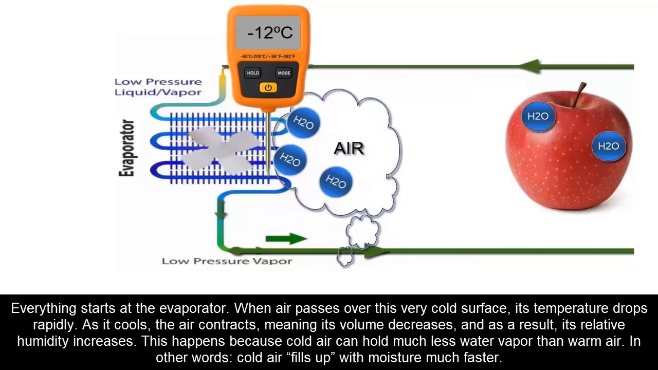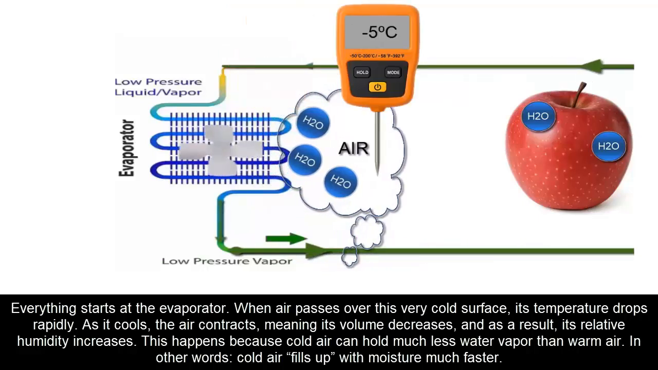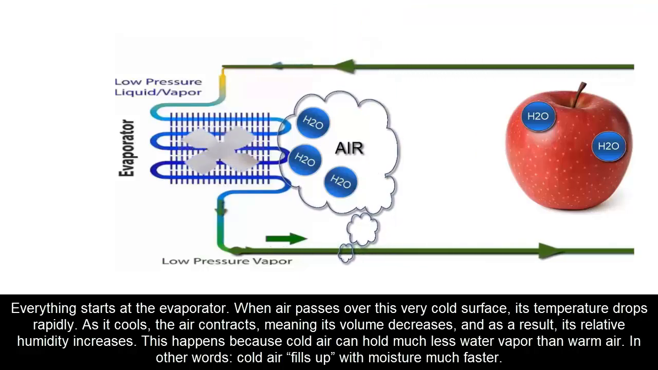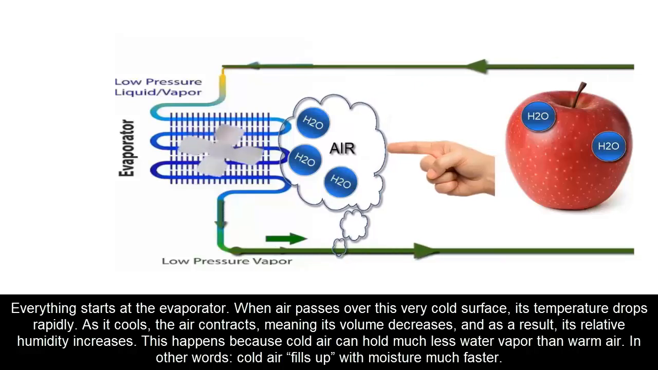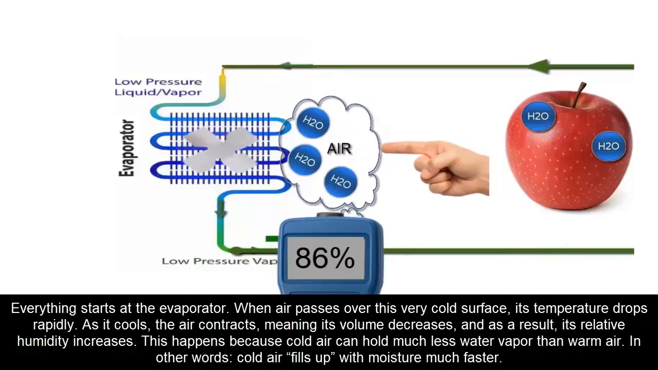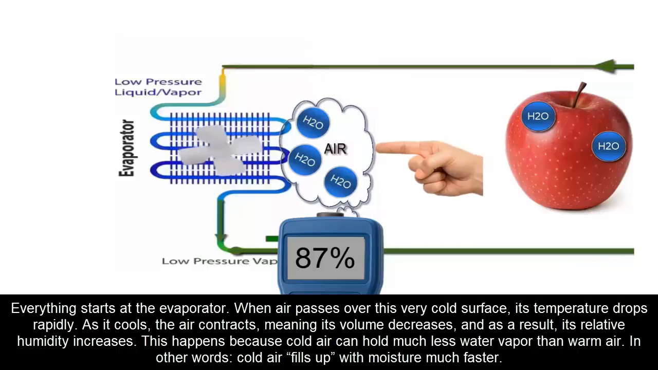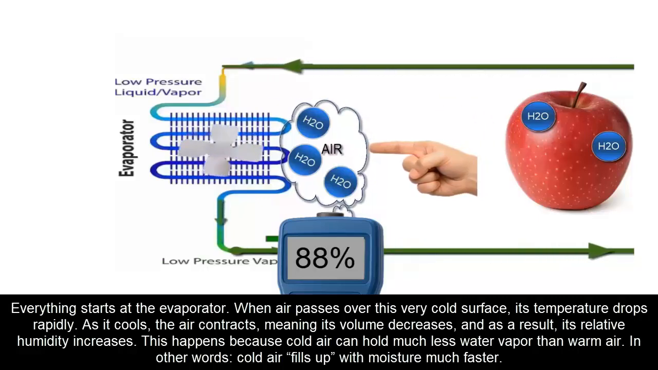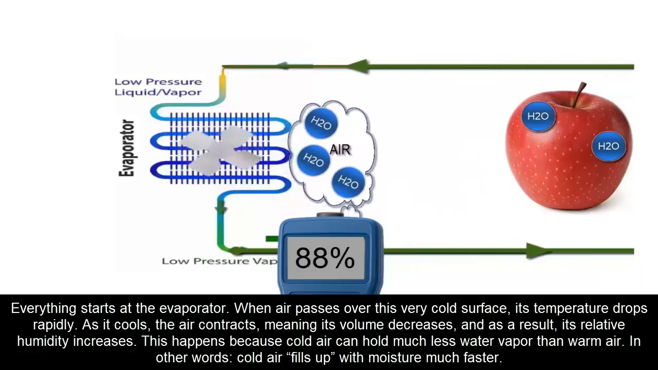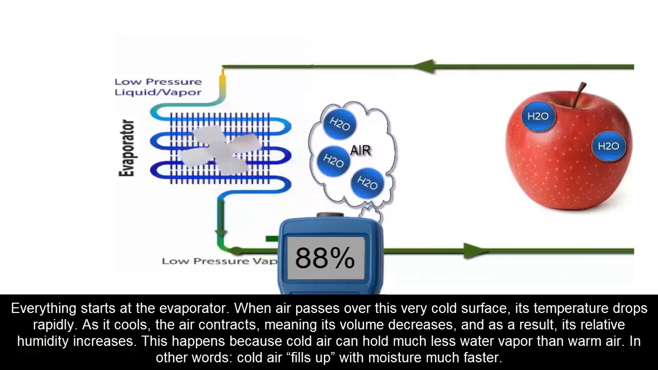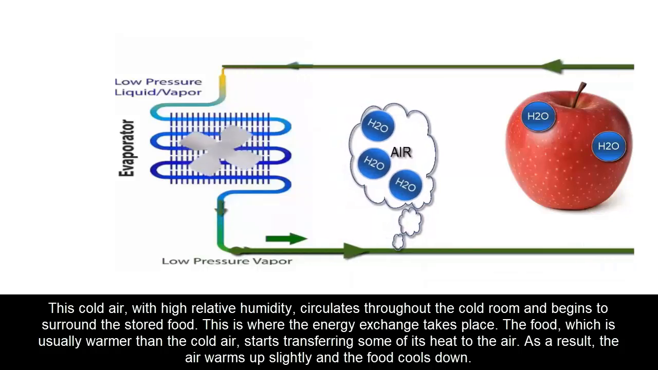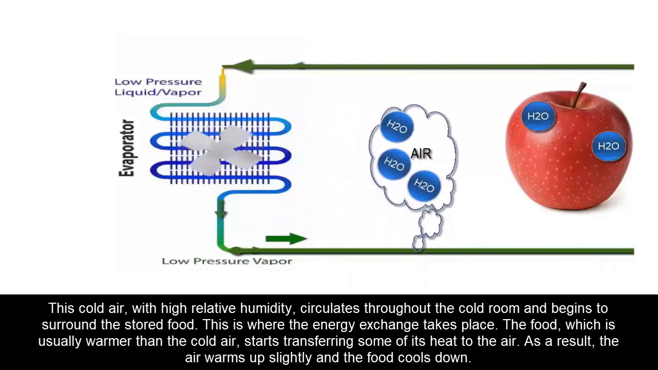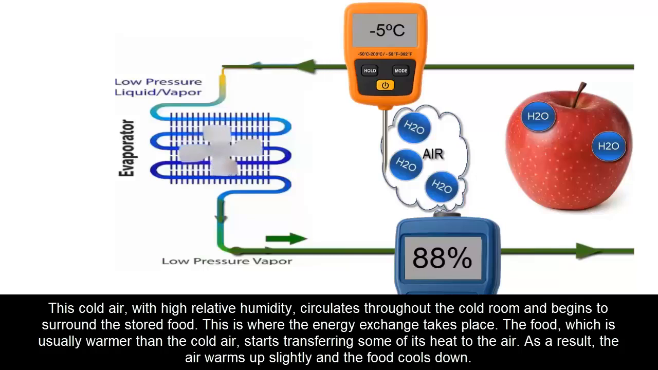When air passes over this very cold surface, its temperature drops rapidly. As it cools, the air contracts, meaning its volume decreases, and as a result, its relative humidity increases. This happens because cold air can hold much less water vapor than warm air. In other words, cold air fills up with moisture much faster. This cold air, with high relative humidity, circulates throughout the cold room and begins to surround the stored food.